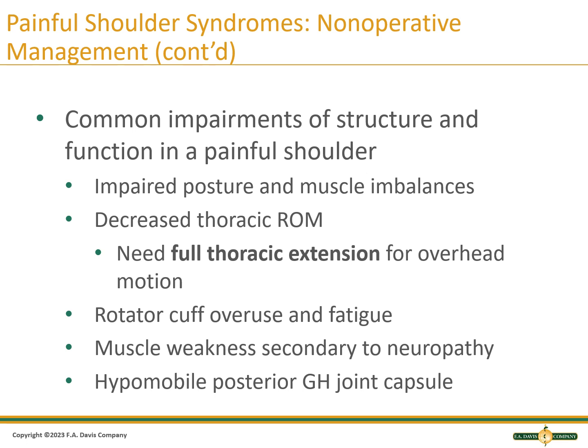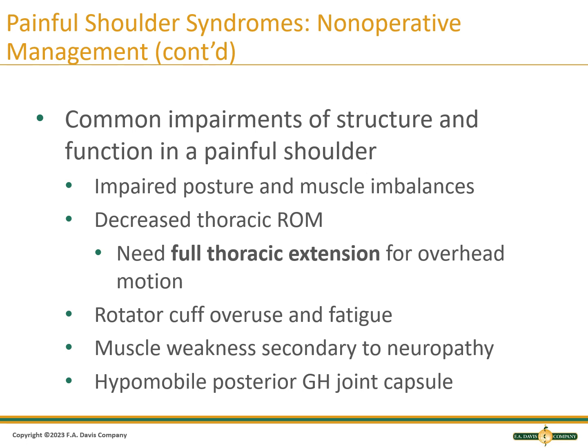These patients will present with an impaired posture and muscle imbalances. Most commonly, we will see tightness through the pecs and weakness through the scapular retractors. They will have decreased thoracic range of motion. Again, remember, we need full thoracic extension for overhead motion. And again, this is going to be associated with more of that kyphotic posture with the decreased thoracic extension, again, tying to the rounded shoulders where we see the tight pecs and the weak scapular retractors, so our middle trap and our rhomboids. There's rotator cuff overuse and fatigue, and typically a compensation pattern with scapular elevation that happens as a result of that with overhead motion.